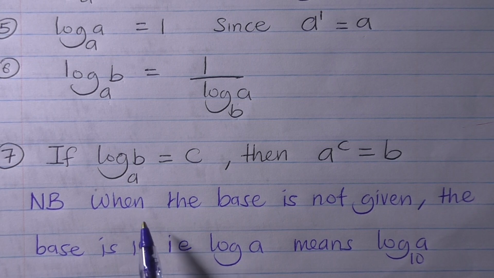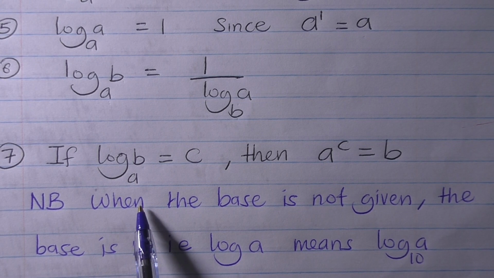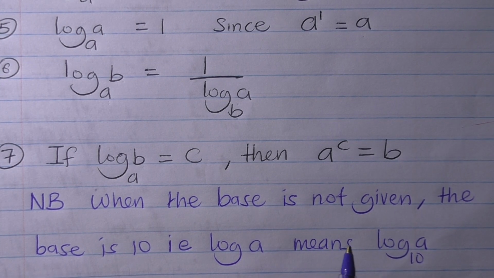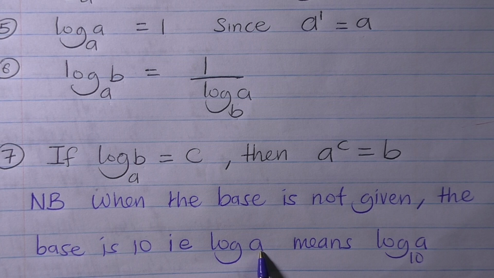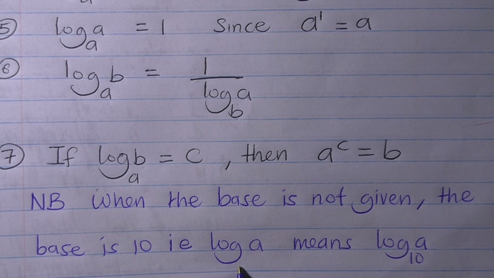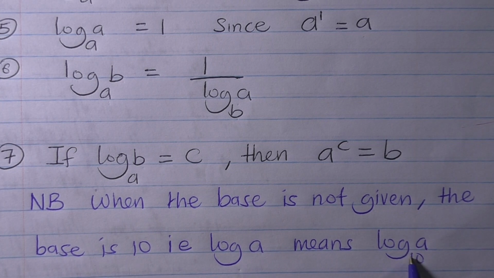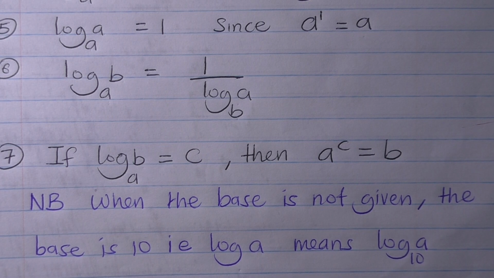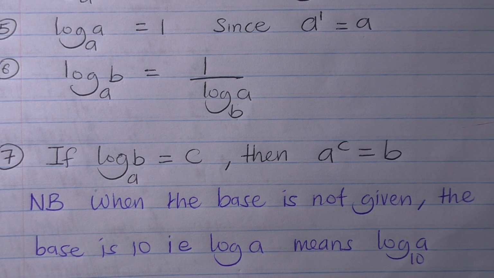However, sometimes the base is not given. So when the base is not given, then the base is automatically base 10. For instance, where we have log of a, here we are not given the base. So that means that automatically the base is base 10. So this one means that it is log_10(a). That is how we are going to be simplifying and working upon our logarithmic expressions.